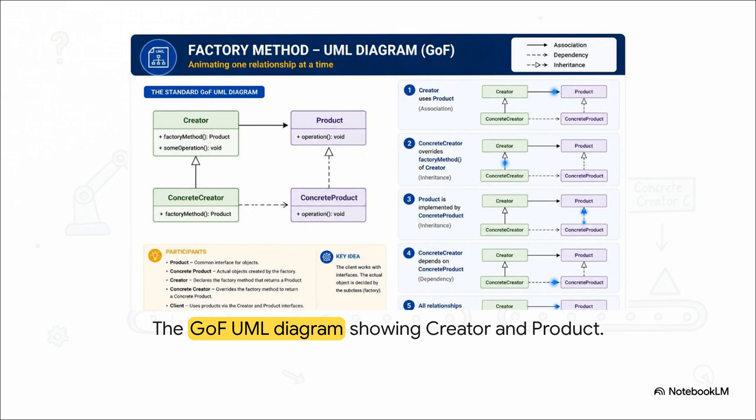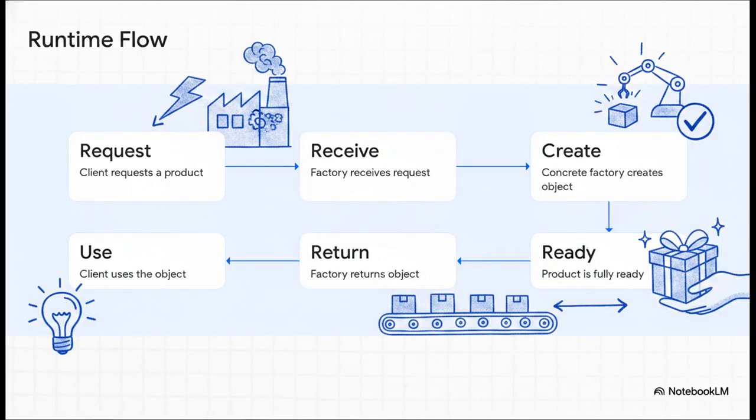It's all about delegating that responsibility. Let's walk through the exact 6-step runtime flow of how this plays out. 1. The client requests a product. 2. The factory receives that request. 3. The concrete factory overrides the factory method to create the specific object.